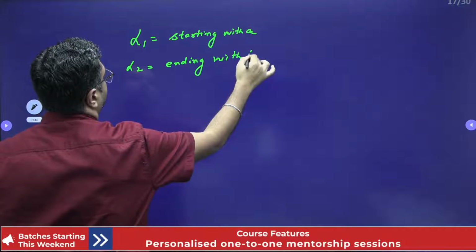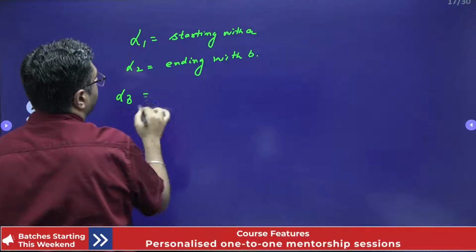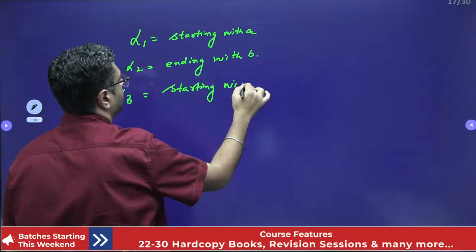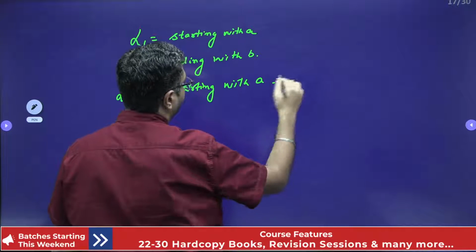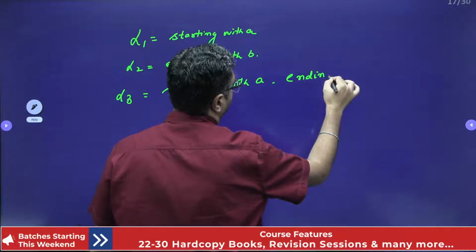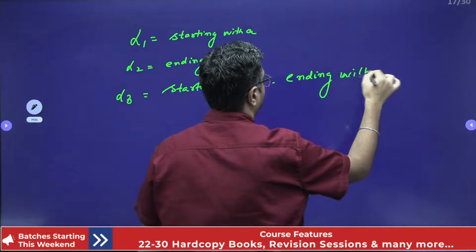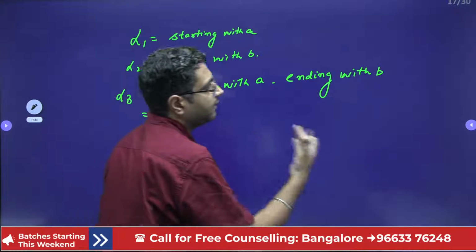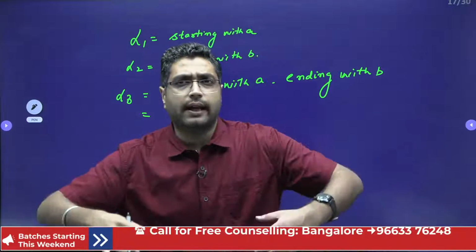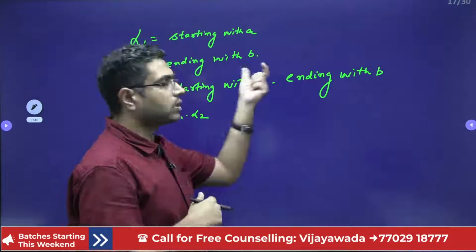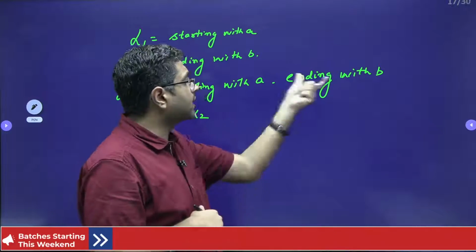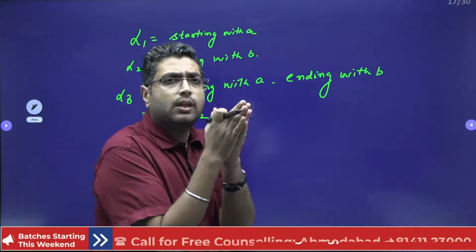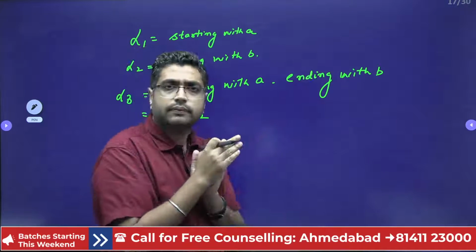Can I say the language L3 is starting with A concatenated with ending with B, right? That is L1 dot L2 is L3, starting with A and ending with B. If you start with A, and after that whatever strings end with B, if you concatenate the two languages, you will get starting with A and ending with B.